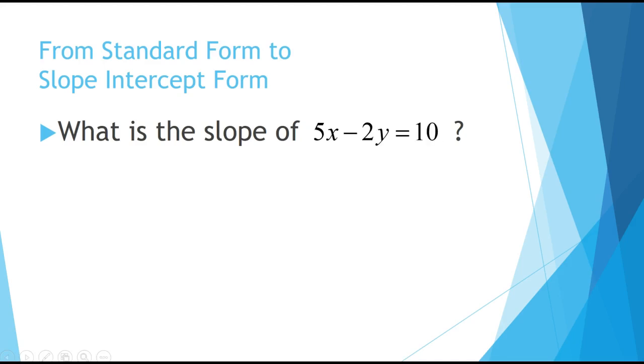Let's look at our other equation, finding the slope of 5x minus 2y equals 10. We're going to solve for y to put it into slope-intercept form. And we're going to follow our brainstorming or developing a plan when we solve.